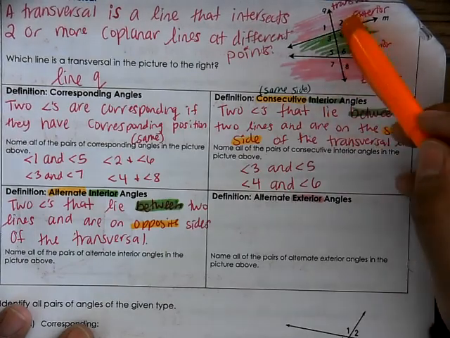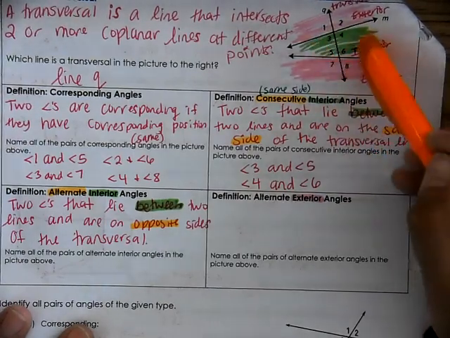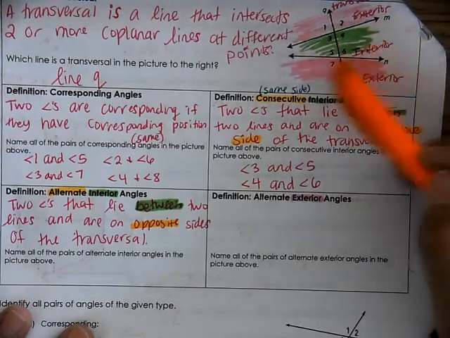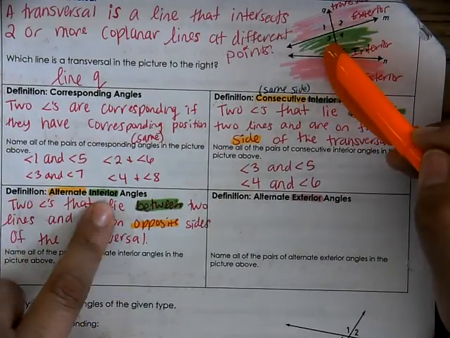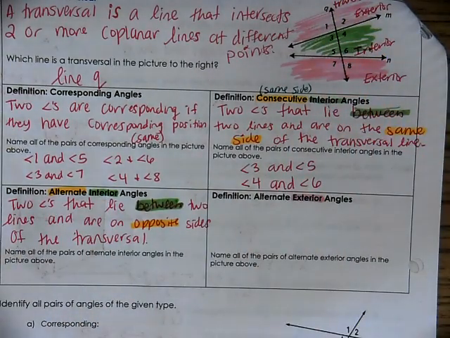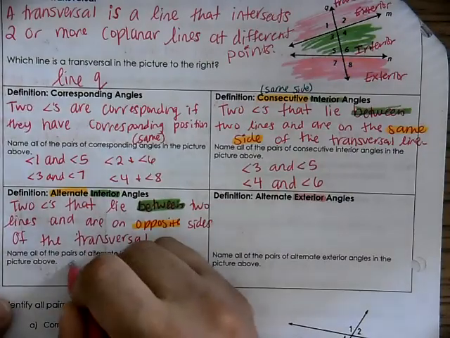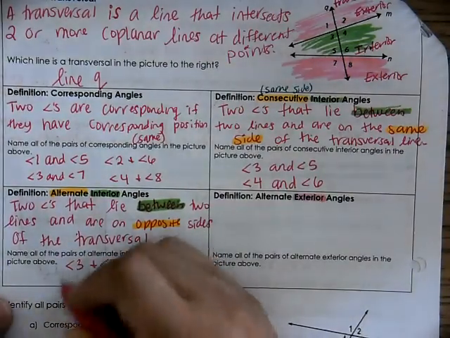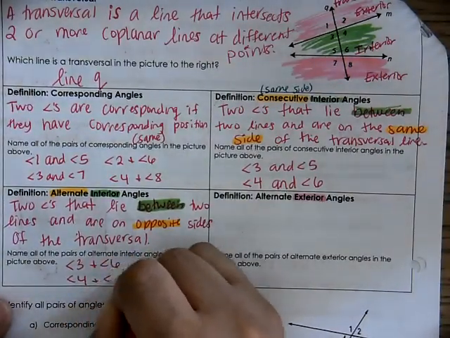So you're picking angles on opposite sides, but remember we're just still sticking in the green spot here, in this green interior, because it's interior angles. So the choices here are only 3 and 6 and 4 and 5.